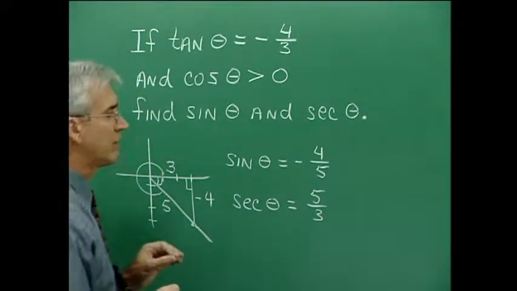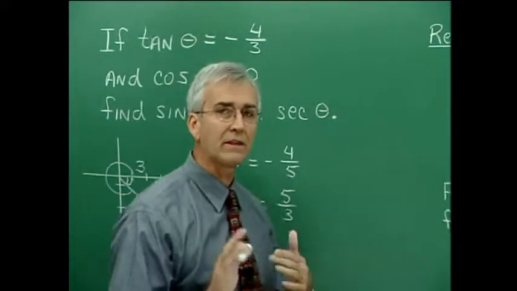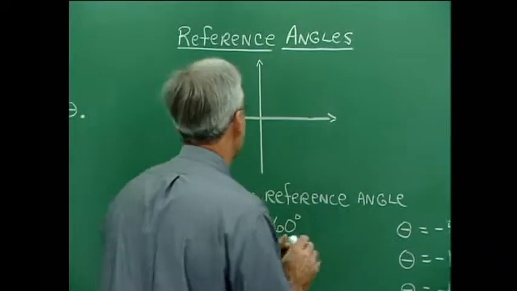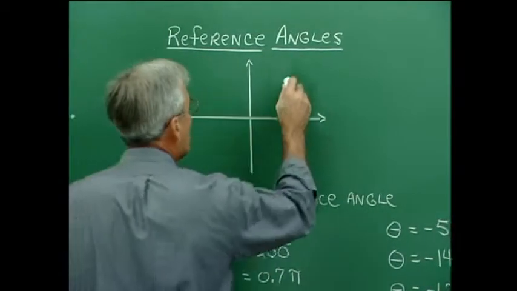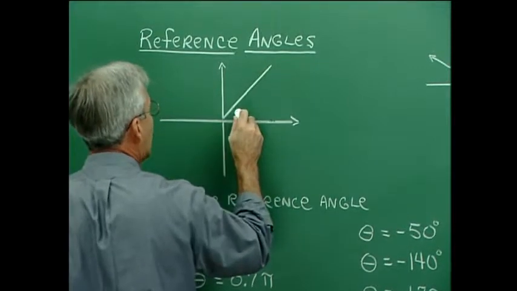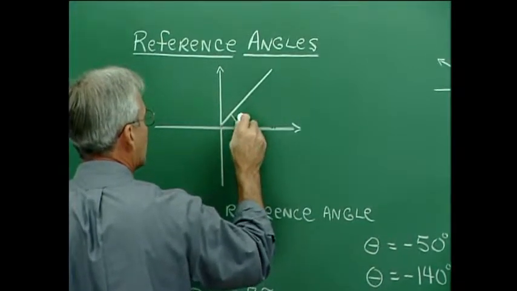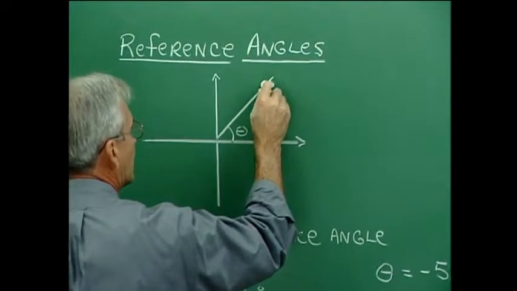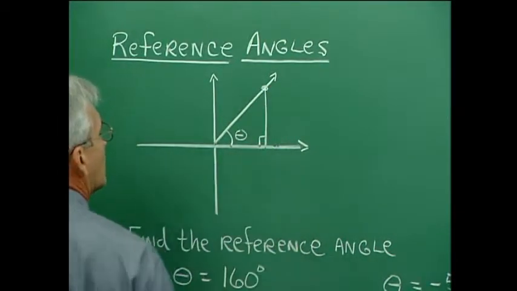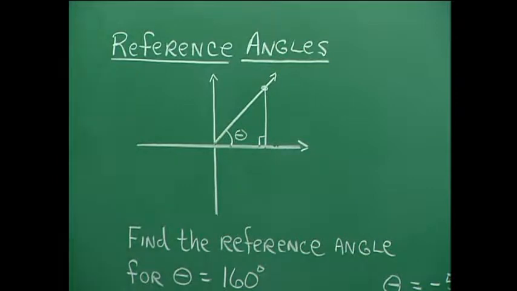Let's talk about reference angles and how to make the calculation of reference angles. That's going to come in handy here in just a little bit. We know that if we're in the first quadrant, we're thinking about our angle theta just right here, and that's all there is to it. We just choose a point on that ray, drop a segment down to the x-axis, and away we go.